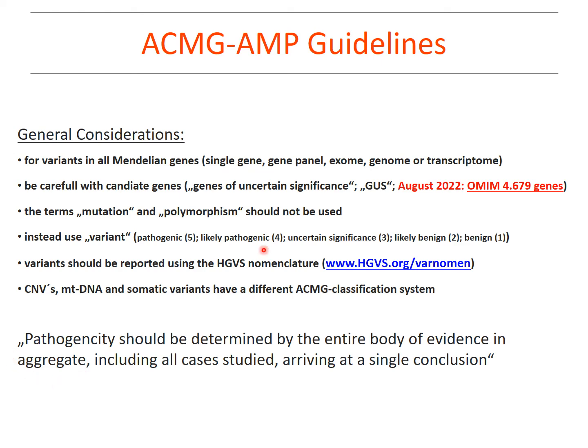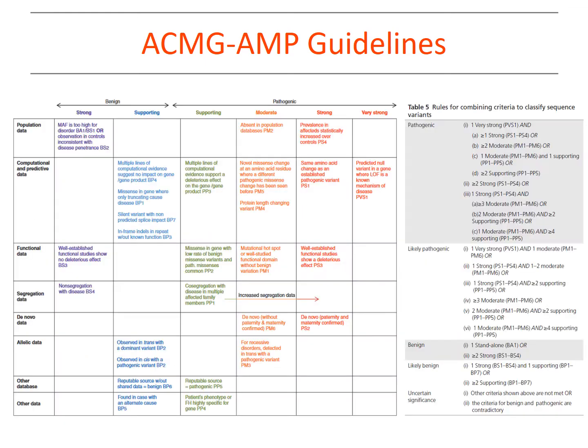And to sum up, the pathogenicity of a variant should be determined by the entire body of evidence in aggregate. So this can be databases, literature, in-house databases, and so on, including all cases studied, not only the case in front of you. And you should arrive at a single conclusion for a variant, and not say it is causative or explains the phenotype in one individual and not in the other. So this is also very important.